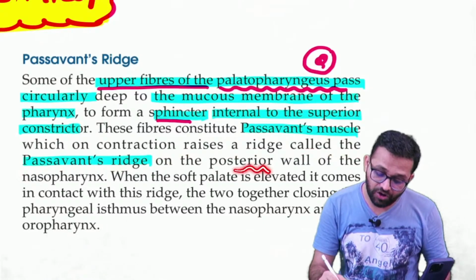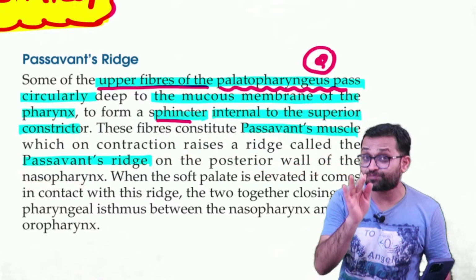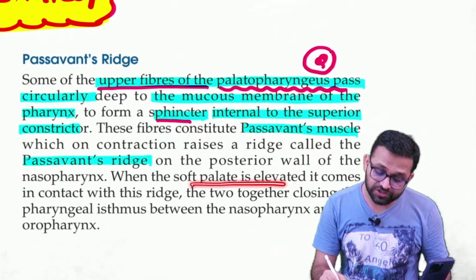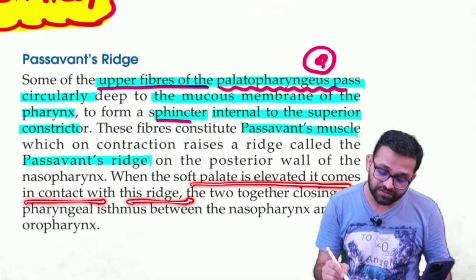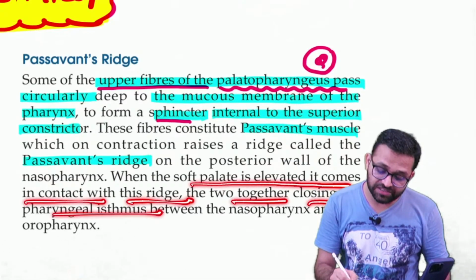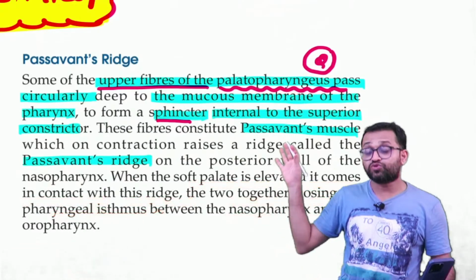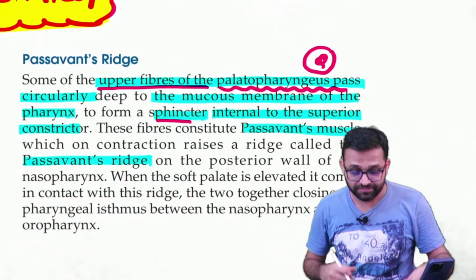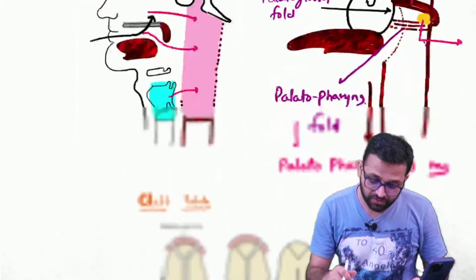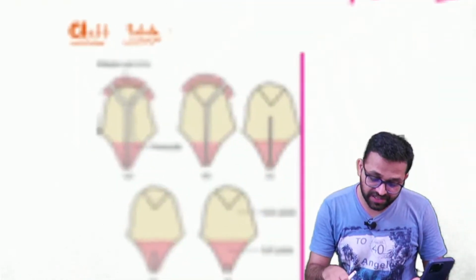It is present on the posterior wall of the nasopharynx. When the soft palate is elevated, it comes in contact with the ridge, the two together closing the pharyngeal isthmus between the nasopharynx and the oropharynx. So it is closing the pathway of the nose. Now let us look further at the clinical points.